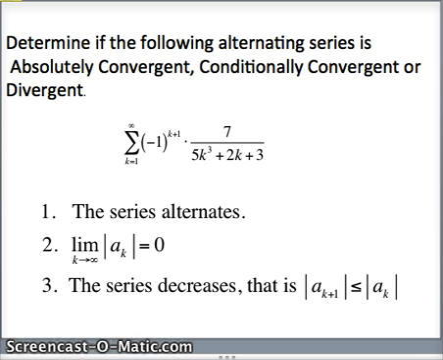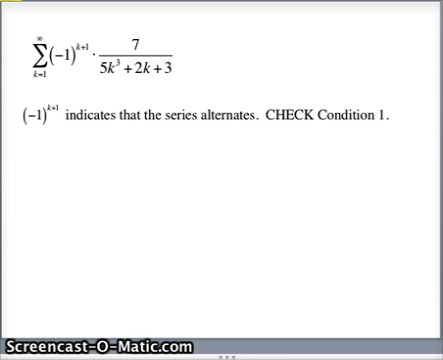We still have our three cases to determine convergence. Does it alternate? Does the limit of the absolute value give us 0? And does it decrease? Is the next term smaller than the previous term? This is what we're starting with.